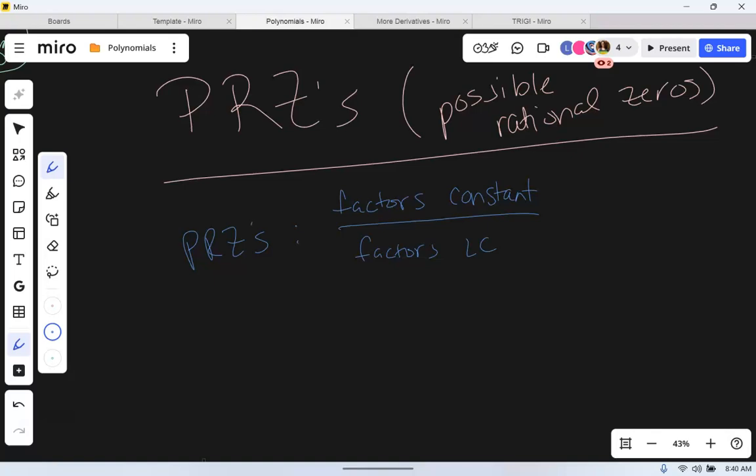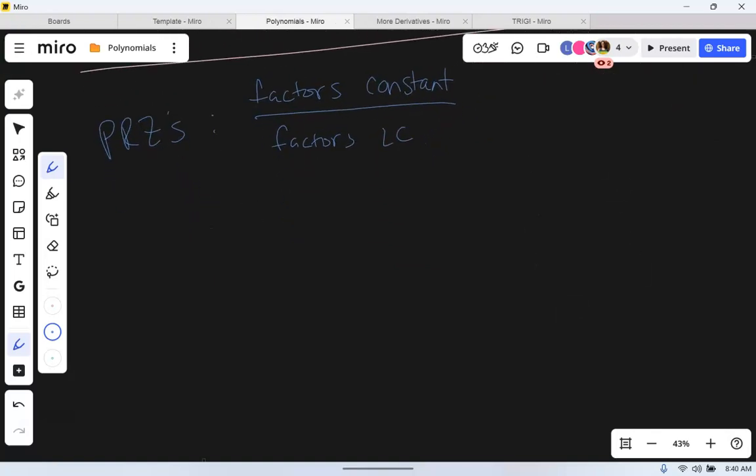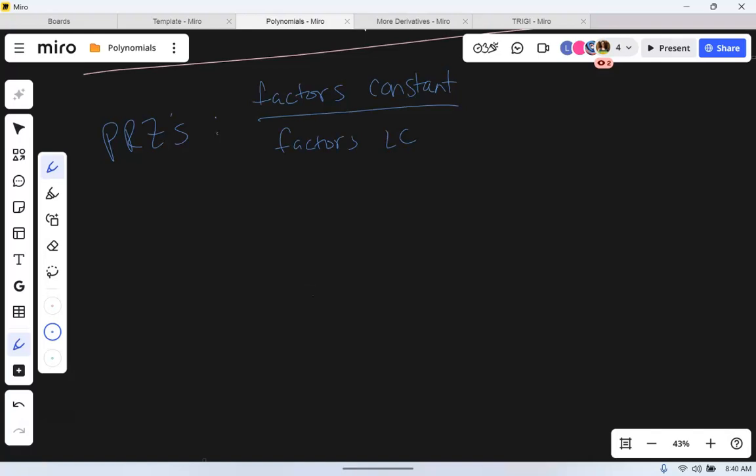What do I mean by that? I'm glad you asked that also. Yeah, Katie, I heard you ask. You said, Miss McGee, how are we going to find the possible rational zeros? And I said, well, Katie, I'm so glad you asked.